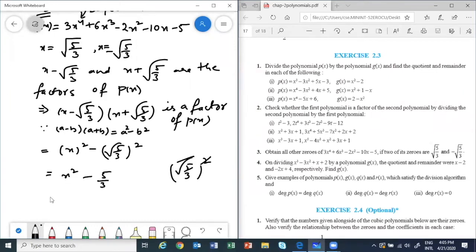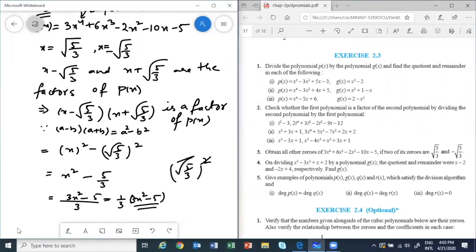Now this can be written as 3x square minus 5 whole by 3, or I can write 1 by 3 times 3x square minus 5. So we can take 3x square minus 5 as the factor. Till here, everybody is clear?